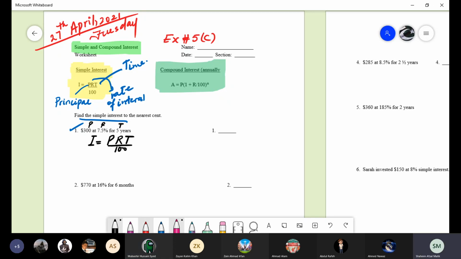Who wants to solve this question? Ma'am, can I? Okay, then quickly substitute the values. 300 times 7.5 multiplied by 5 over 100. Okay, do it and tell me the final answer. Ma'am, it's 112.5. 112.5 dollars. Yes.